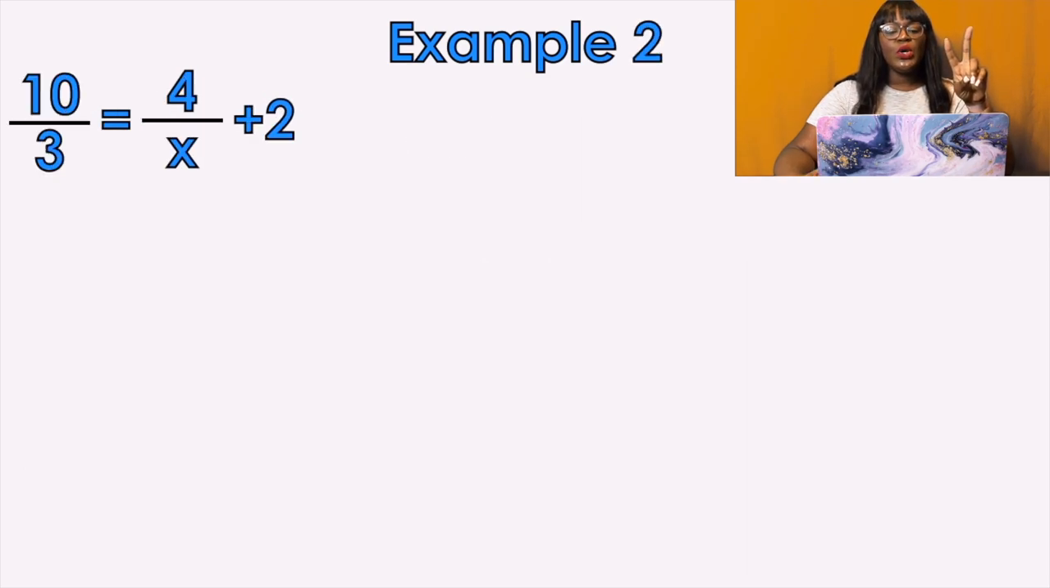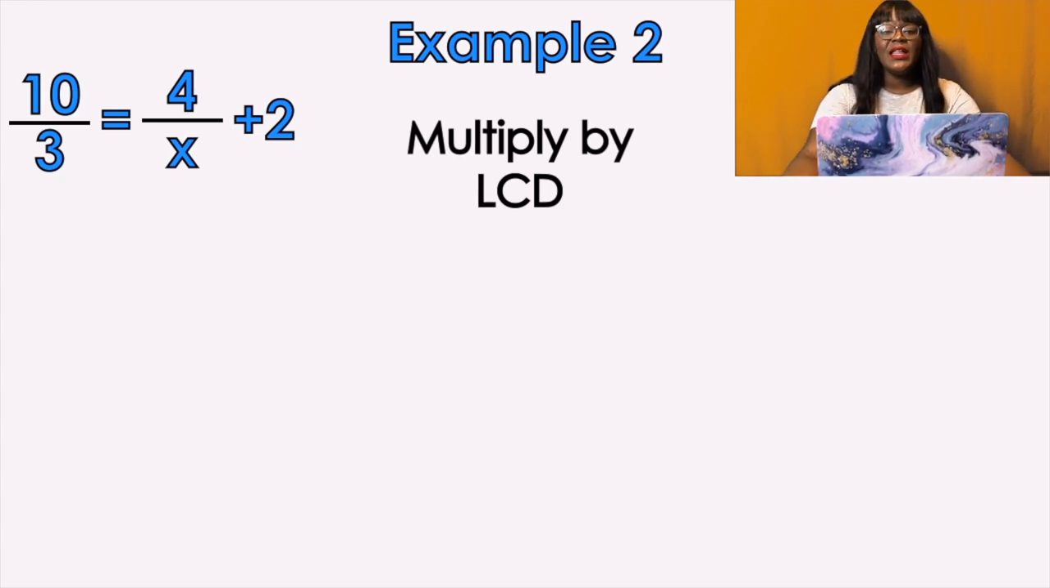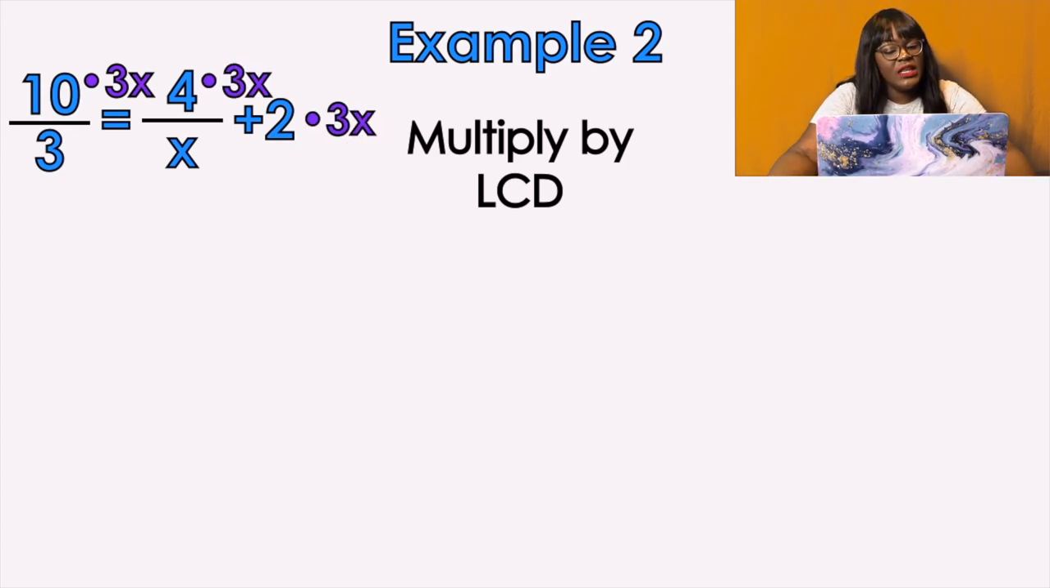Example numero dos, okay? Again, the first thing I'm going to do is see if I can multiply by a least common denominator. So look at my denominators. Last problem, I only had one denominator. This time I have two denominators. What are those two denominators? I have a 3 and I have an x, right? So the least common denominator is actually going to be 3x. So I'm going to multiply the first term by 3x, the next term by 3x, and another term by 3x, okay? So then I'm going to simplify.